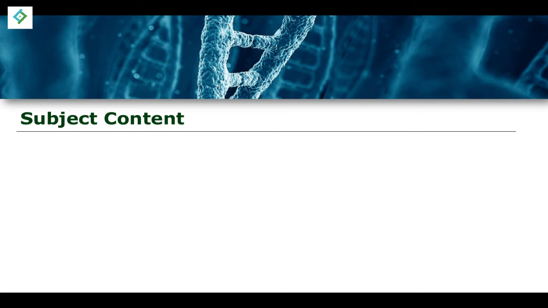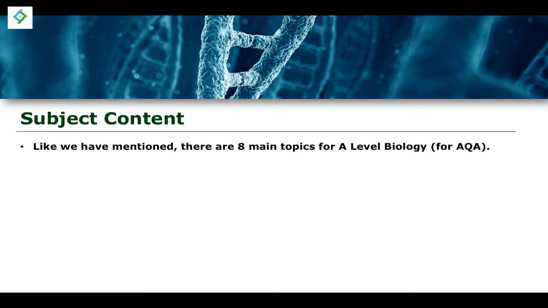So I've been talking about all of these topics, the fact that we've got 8 topics to cover for the specification, but what are those topics? What do we actually cover? Well, from the AQA A-level biology, you have 8 main topics, as I've mentioned. The topics you study are, firstly, you will begin with biological molecules. Secondly, you will study cells, the biology of cells.